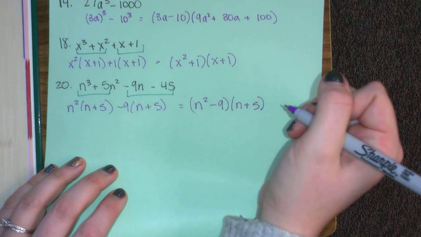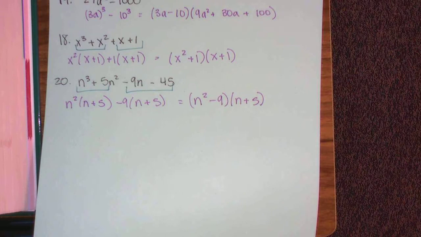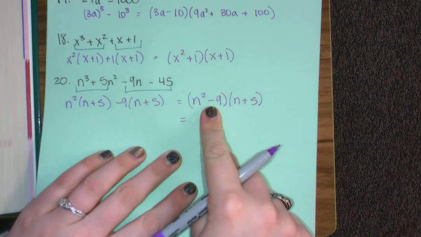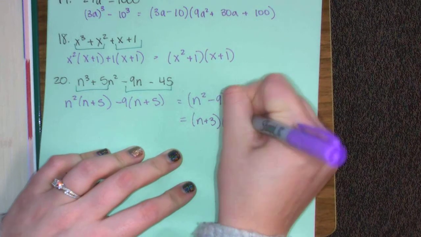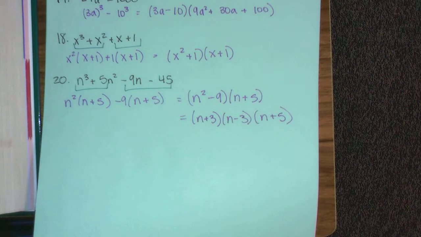So then I have a question. Am I done? The instruction said to factor completely. Okay? This is a difference of squares. This factors into n plus 3, n minus 3, and then the n plus 5. Okay? So always check that. Again, it says factor completely, so you don't want to miss factoring something out.